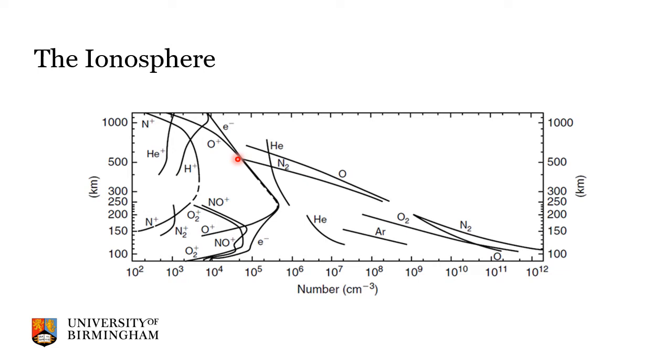Above the peak into what we refer to as the topside ionosphere, O+ ions cede their dominance to hydrogen ions and helium ions, which dominate the layer above about 1,000 kilometers, and we typically refer to that as the plasmasphere.